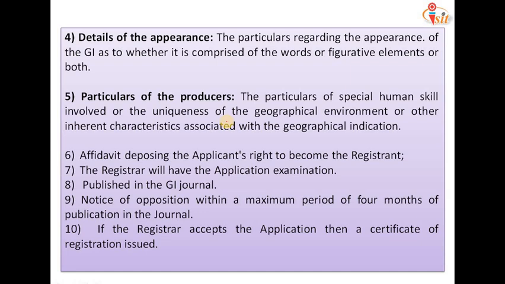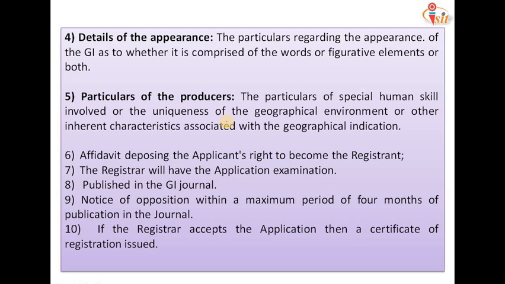Okay, then an affidavit deposing the applicant's right to become the registrant. There is one affidavit stating that I am registering this geographical indication, so I am the registrant of that particular geographical indication. Such an affidavit has to be submitted there. If many people are there in that particular locality, only one person may apply for the geographical indication. So such an affidavit should be deposited at the time of filing the application.